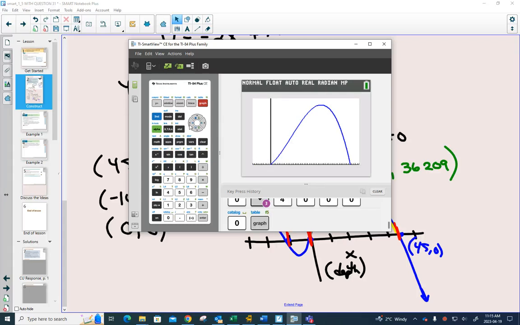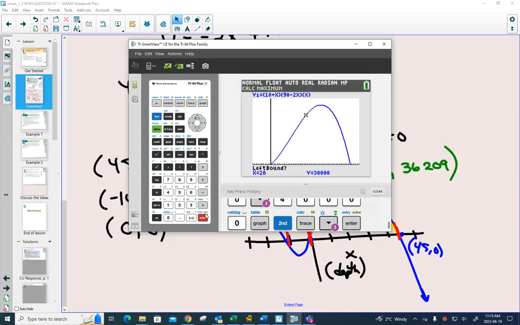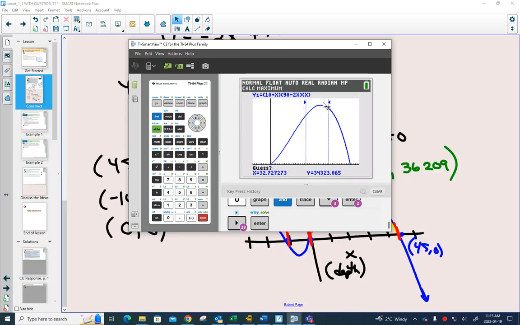On your graphing calculator, go second, calculate number 4, a maximum. It says pick a left value, so is the cursor to the left of the maximum? Yes, so push enter. Pick a right value, so I use my cursor to move it over to the right past the maximum. Push enter, it draws another arrow. As long as your maximum is between those two arrows, you can push enter again. And it finds the same answer at 36,209.